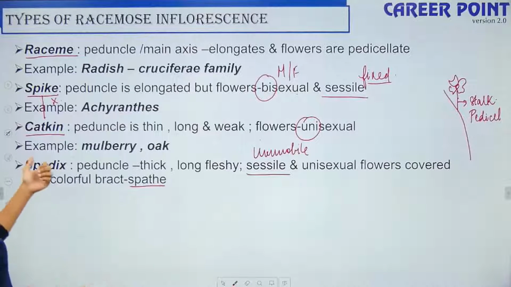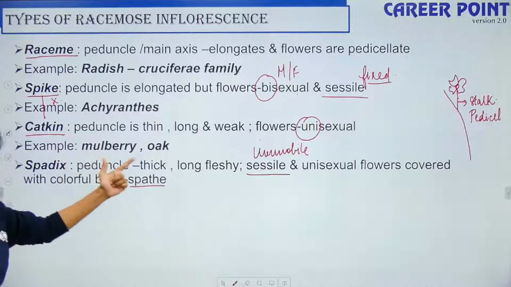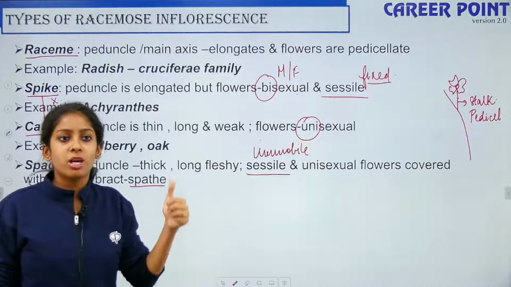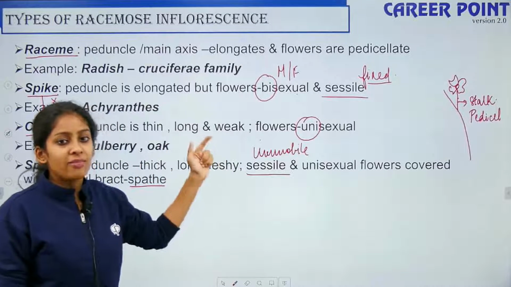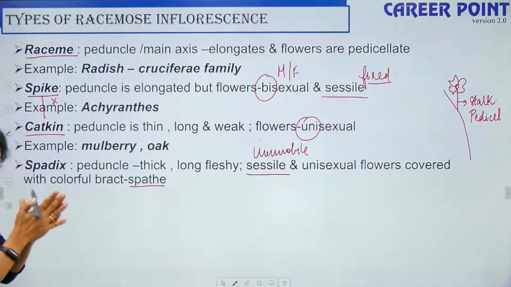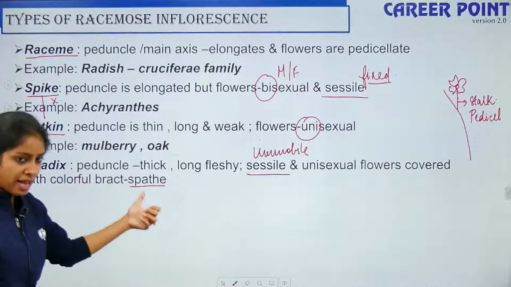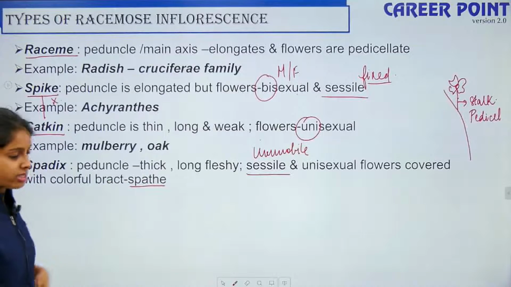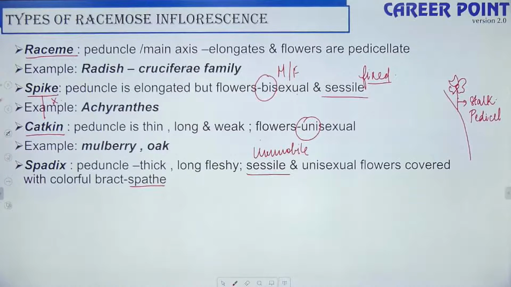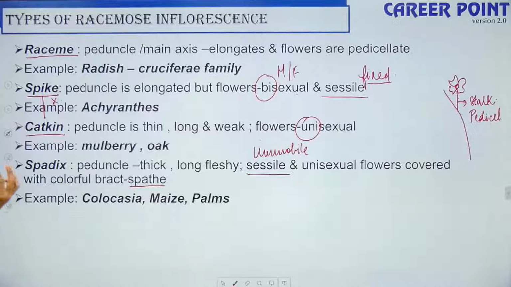Okay, spadix: the peduncle is thick, long, fleshy. The flowers are once again unisexual and they are covered with a colorful bract, and that bract is known as spathe. When you see the picture, you will understand, so just make a note of it. Examples of spadix are colocasia, maize and palms. So here I have told you 4 types: the first 4 types are raceme, spike, catkin, spadix.